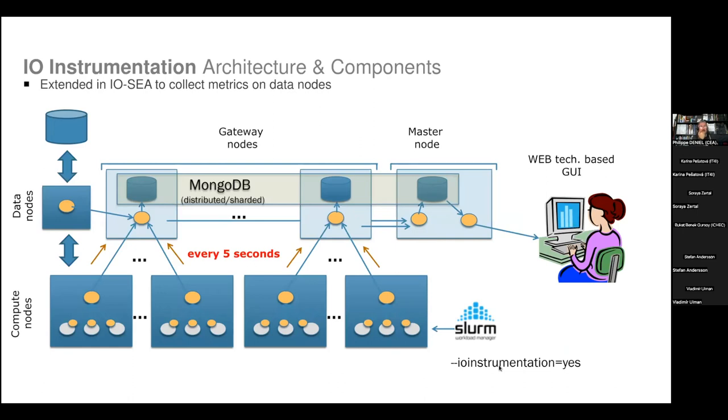Data nodes will integrate several probes, and those probes will be used to feed a MongoDB database, which will gather every piece of information from the data node and from the compute node. So the idea there is we have this large non-structured database which handles every piece of information from the data nodes and from their clients, the compute nodes.